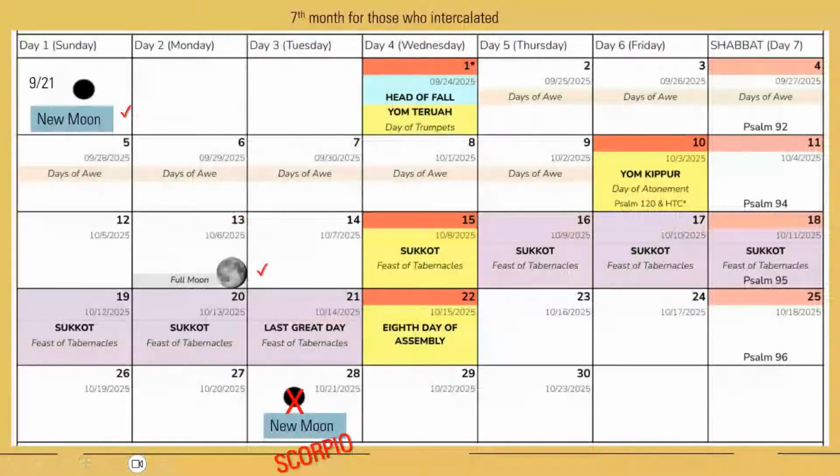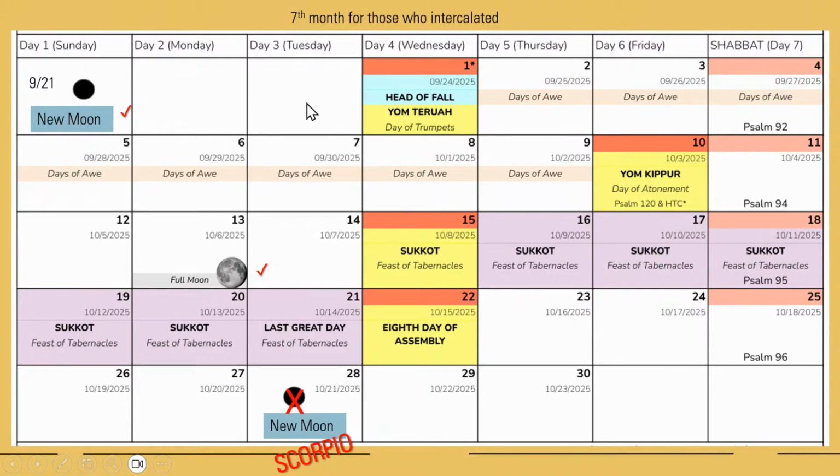So let's take a look at the calendar. This is a calendar for the group who intercalated for 2025. So they leaped forward. So this is our calendar. I just inserted a couple of words and check marks and stuff. So this is the 7th month for those who intercalated. They began their first day on September 24th. On September 21st, we already saw that the new moon was indeed in Libra. So I put a check mark. So that's correct. It should be there.